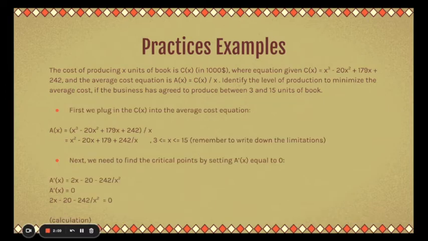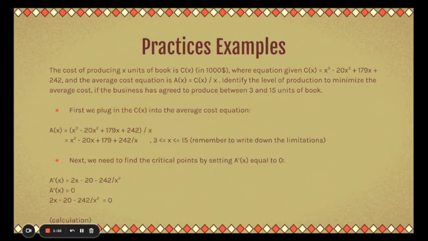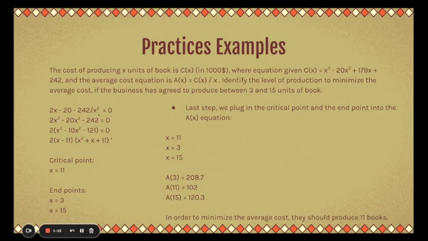So this is continuing the previous slide. The next step is this one. Once we have this equation, we have to multiply by x to the power of 2. It's basic algebra we're doing here. So it will become 2x to the power of 3 minus 20x to the power of 2 minus 242 equals 0. So we collect the like terms, and we factor the 2 out, and we simplify it inside here.